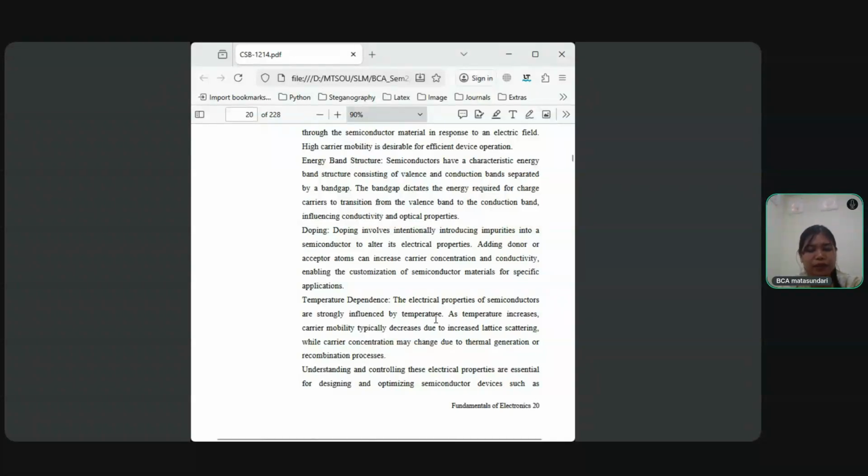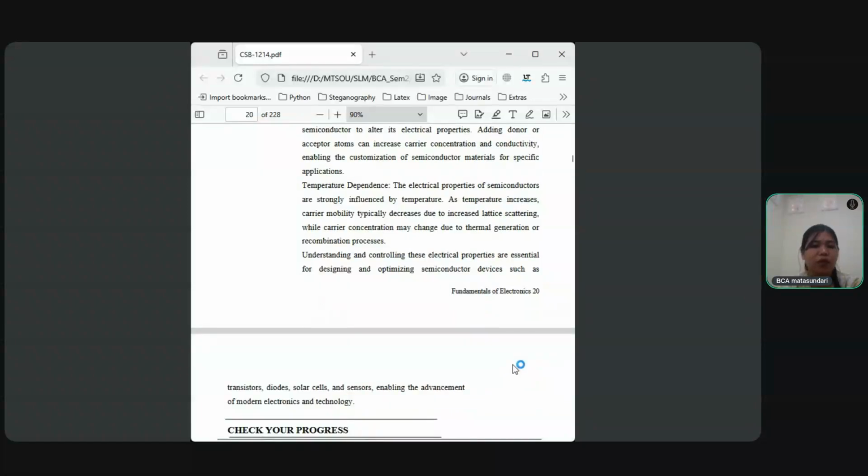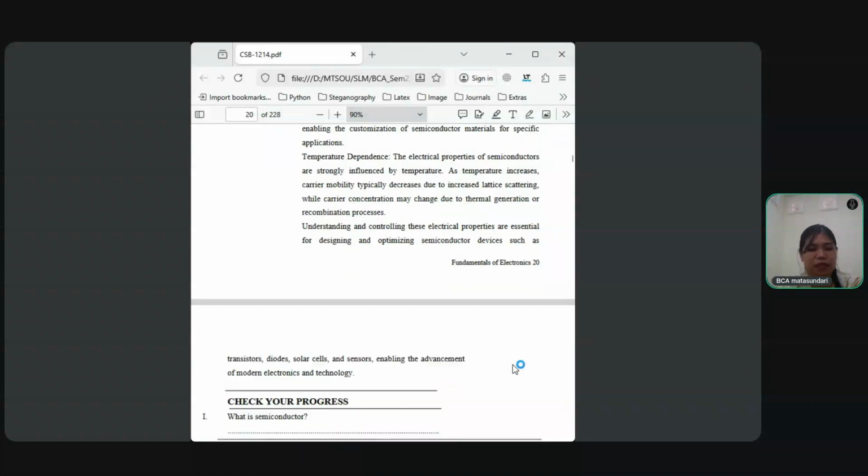Next, temperature dependence. What is temperature dependence in electrical properties? The electrical properties of a semiconductor are strongly influenced by temperature. They change due to thermal generation or recombination processes. Understanding and controlling these electrical properties are essential for designing and optimizing semiconductor devices such as transistors, diodes, solar cells, and sensors.